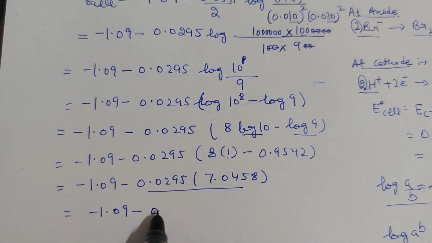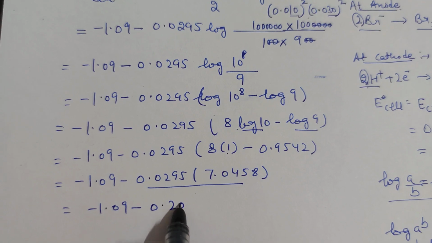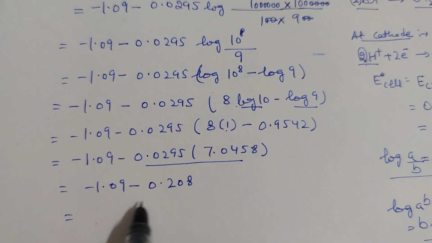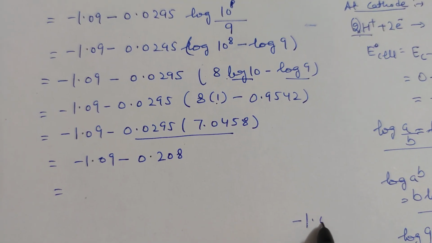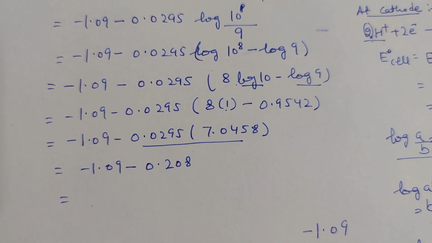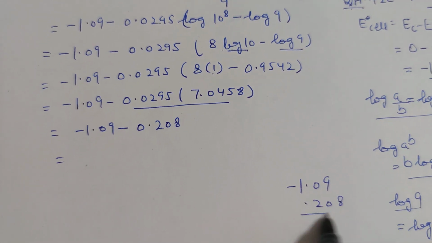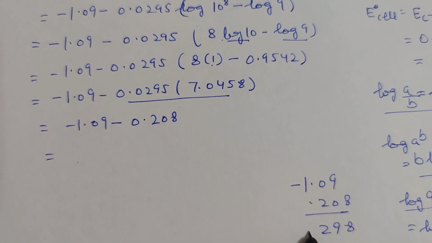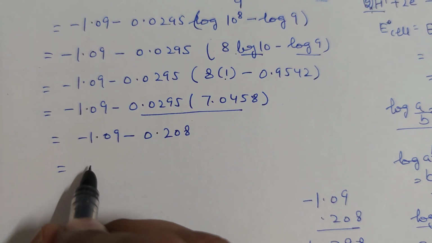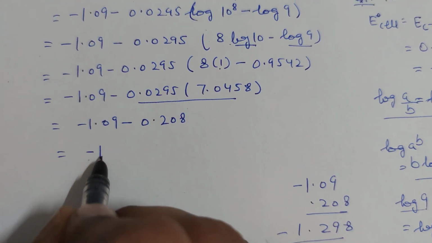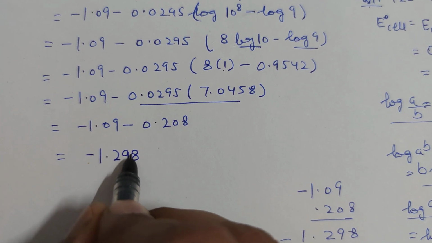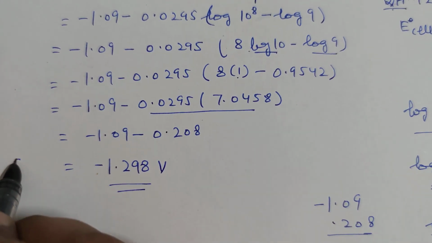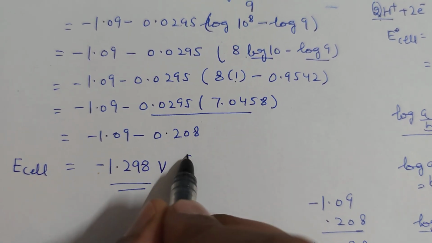So these are the values, and after multiplying these values we will get 0.208, and now we have to add these values. Minus 1.09 and 0.208 gives 1.298. So the final answer is minus 1.298. So this is the value of E cell.